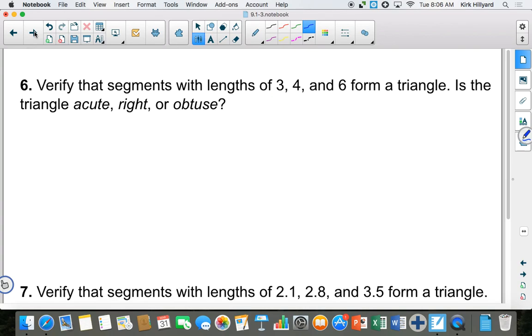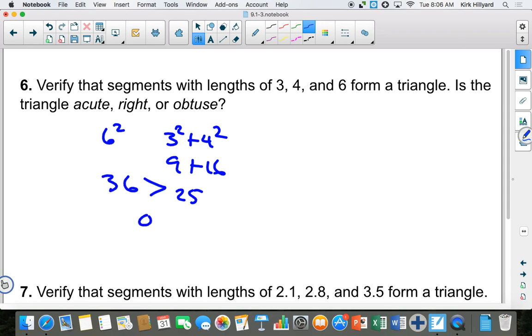Okay? Let's try another one here. We have 3, 4, and 6. So we have 6 squared, and we're looking at 3 squared plus 4 squared. This is 9 plus 16, which is 25. This is 36, which is going to be greater than, so that one is going to be obtuse.